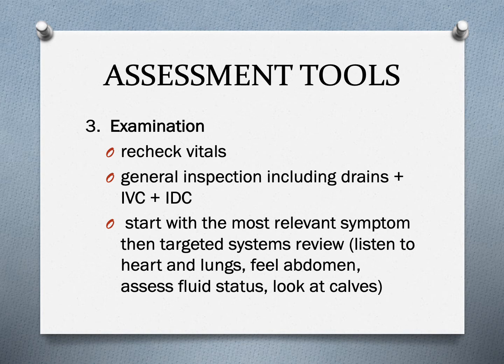The next thing is to look at the most relevant kind of examination to the particular symptom or vital sign. So for a lot of general surgical patients, this might be an abdominal examination. But you should really do a full targeted systems review for all patients, so that includes listening to their heart and lungs, feeling their abdomen, assessing their fluid status, and looking at their calves to make sure that they're soft and non-tender.